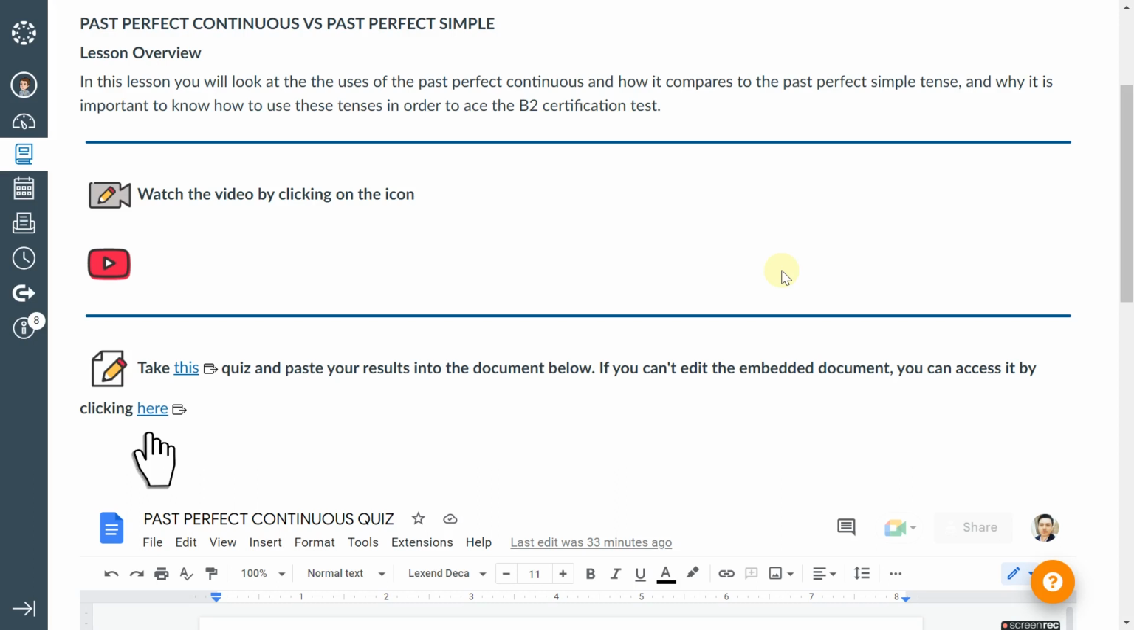Today, we are going to talk about past perfect continuous versus past perfect simple. In this lesson, you will look at the uses of the past perfect continuous and how it compares to the past perfect simple tense, and why it is important to know how to use these tenses in order to ace the B2 certification test. So last class, we introduced the past perfect simple.